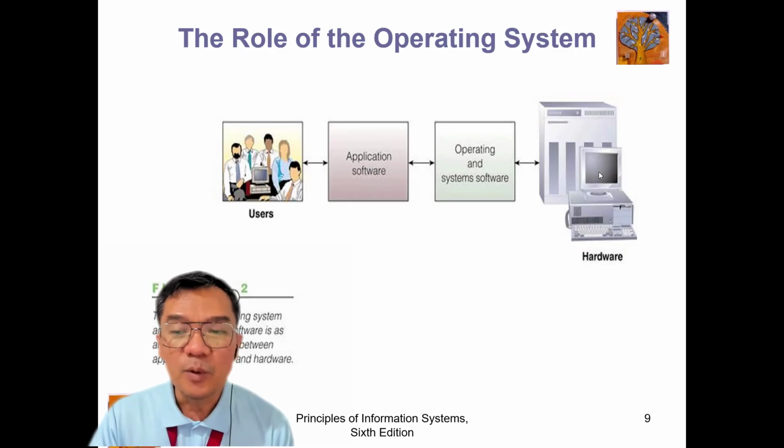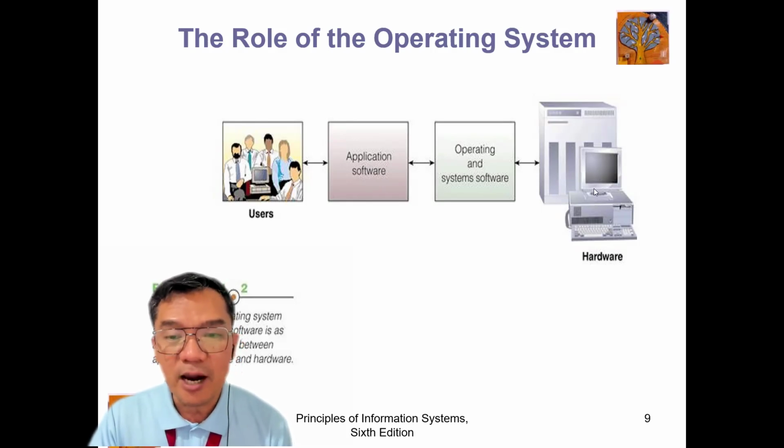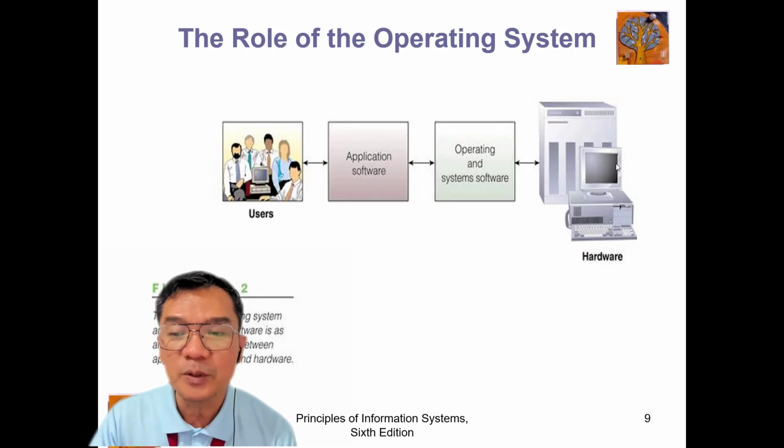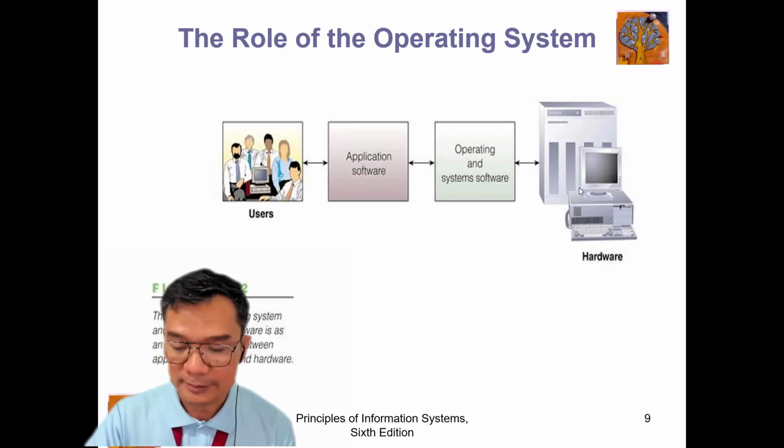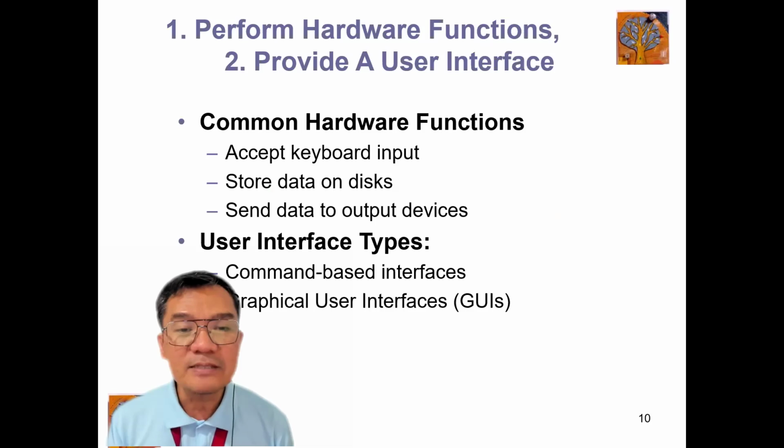So basically, although we are interacting with the hardware components, those hardware components, such as the mouse or keyboard, are capturing our input as part of the application software or the system software so that the hardware can manipulate it and perform what we want. So the first functions are to perform hardware functions and provide a user interface.